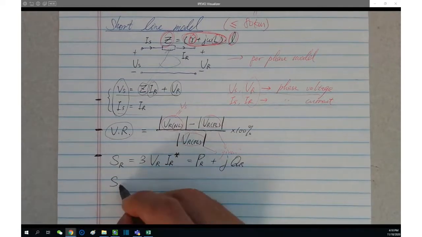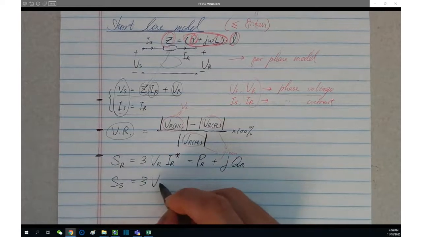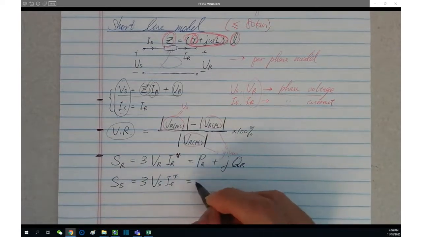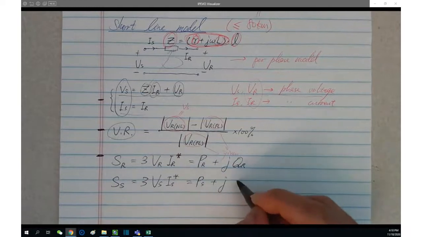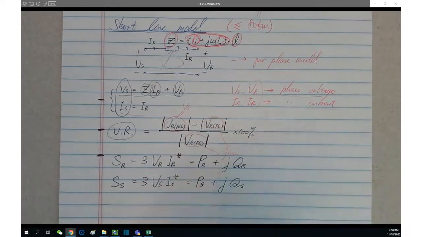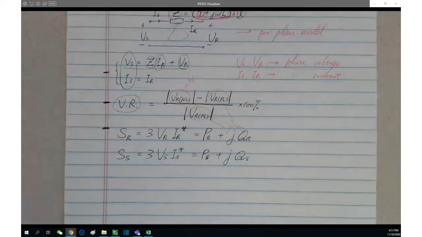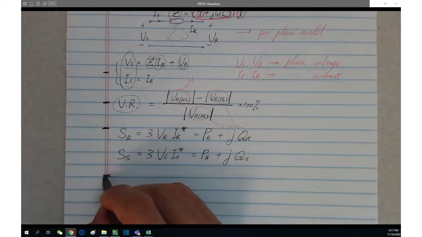Same thing happened in the sending end, right? These are not new, but you just need to recall. Receiving and sending end three-phase power, apparent power, including the active and reactive, right? That's the power. And then the last thing we need to take care of is the efficiency.